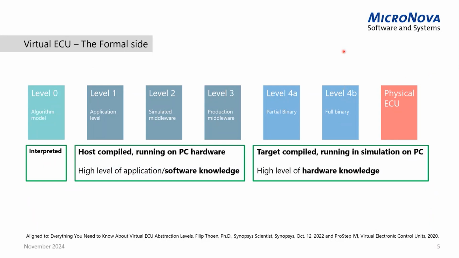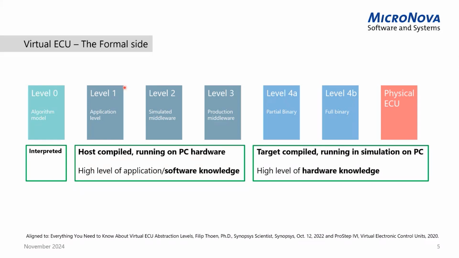So when talking about virtual ECUs, they are typically referred to as different levels. This has nothing to do with autonomous driving, but I would like to point out one very important difference that you have here. Level 0, of course, lowest, 0 sounds like the most simple thing. We've got an algorithm model. It's running inside some MATLAB Simulink environment, for example. So this is usually somehow interpreted code, has less to do with the real ECU code that we will be seeing later in our product development.